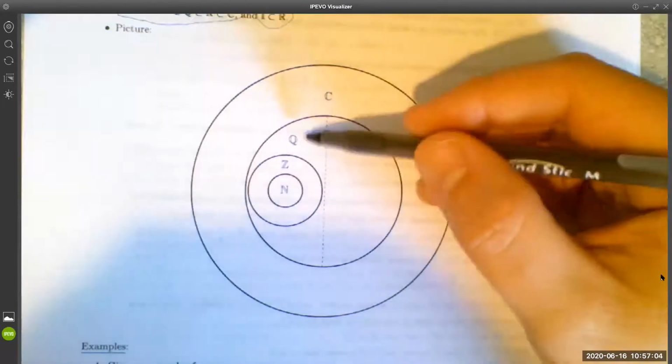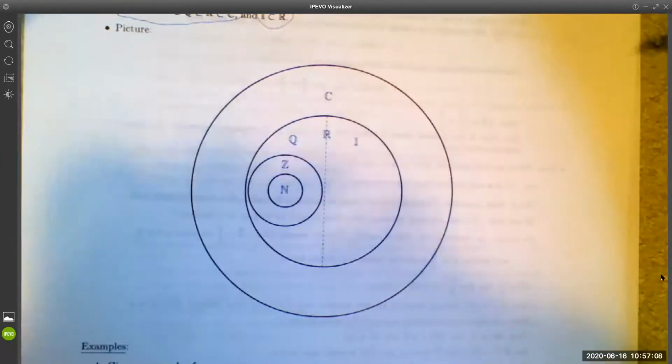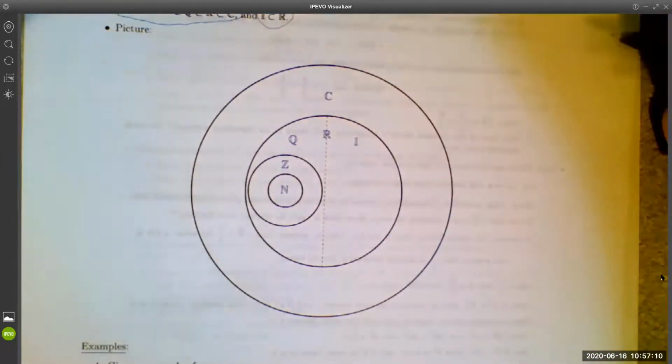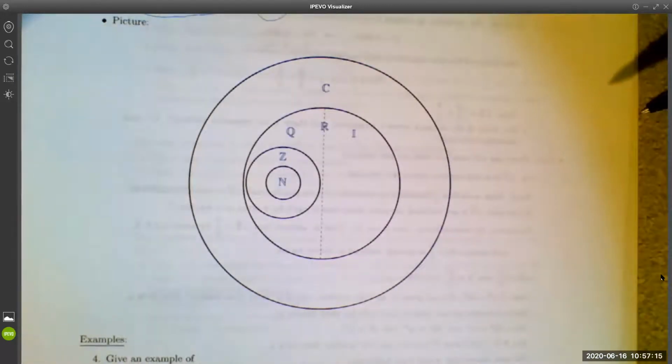And then within the rationals, you've got integers and the natural numbers and whole numbers as well. I didn't feel like putting whole numbers on there, but that's the idea. So this represents the different sets of numbers that we've talked about in this section.